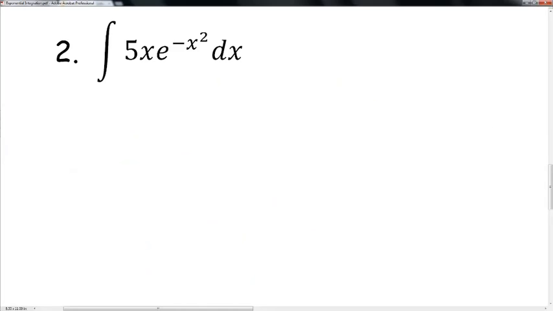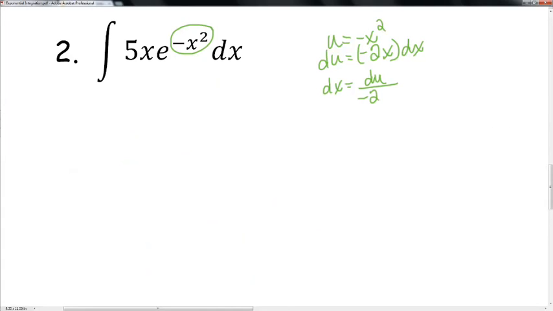Alright, number 2, find the antiderivative of 5x times e to the negative x squared. Again, when you see e, I want you to make your exponent your u. So u is equal to negative x squared. That means du is negative 2x times dx. So dx is equal to du over negative 2x.